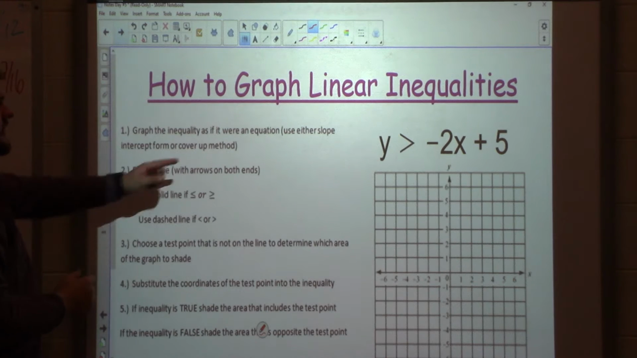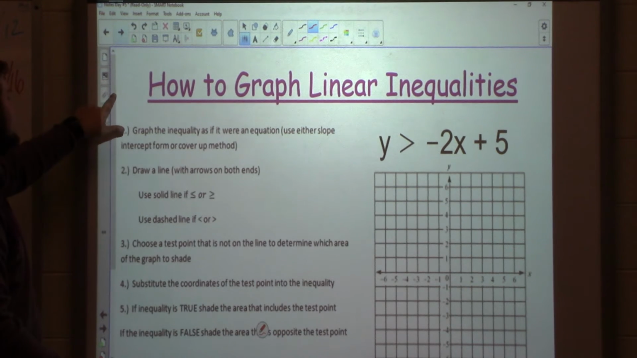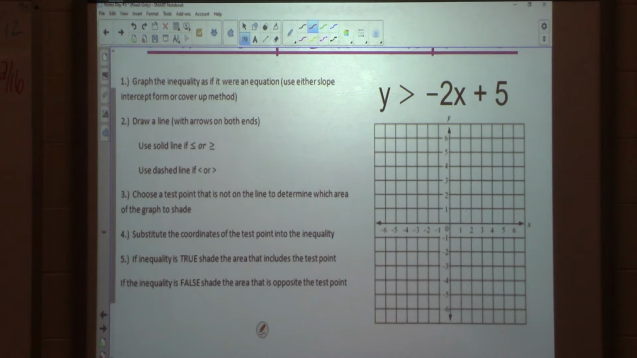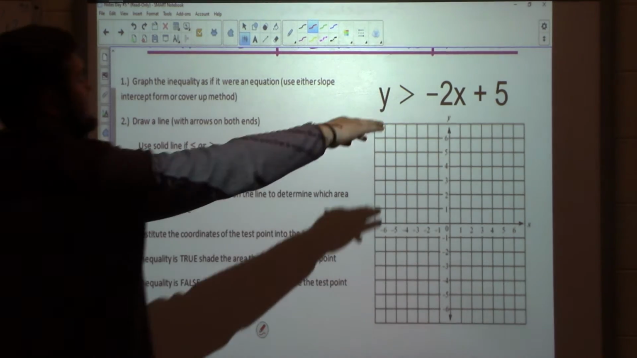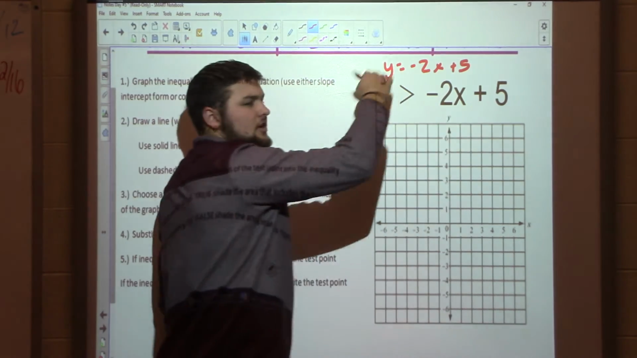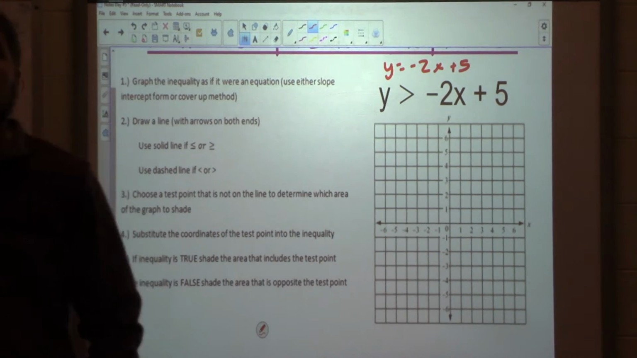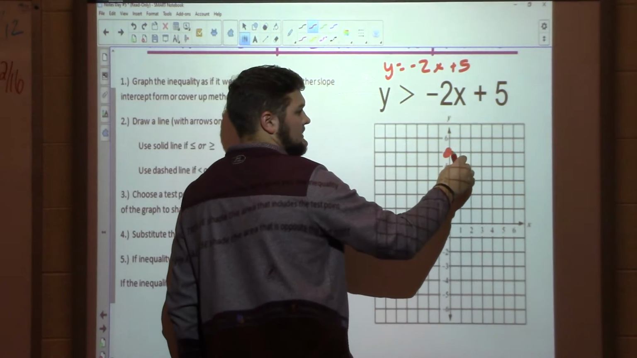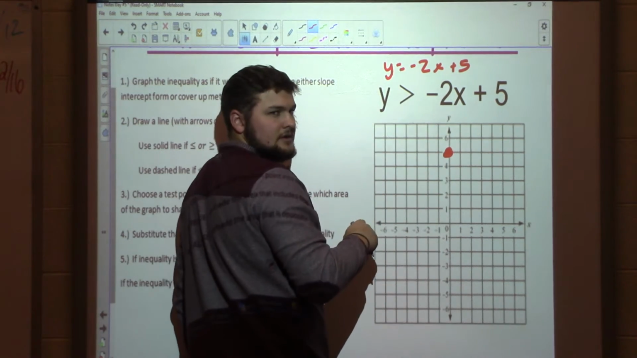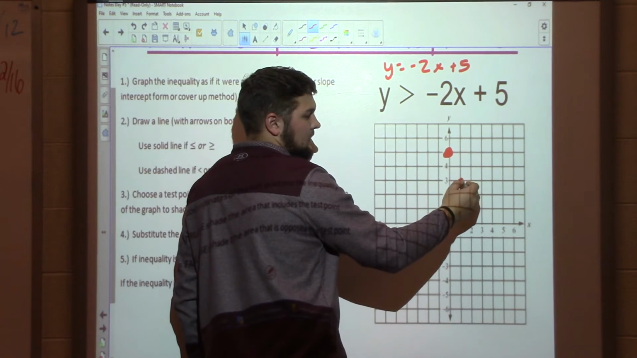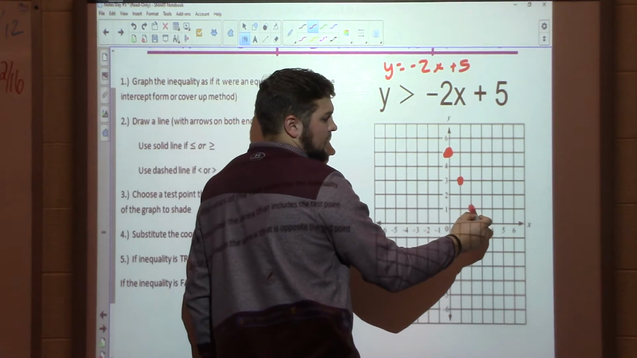So, if I have y is greater than negative 2x plus 5, step 1 is to graph the inequality as if it had an equal sign, or if it was an equation. So in this case, I'm going to think of it as y equals negative 2x plus 5. I'm going to graph it like it was that. Well, where would my y-intercept be there? 5. So I'd put a point there. What would my slope be? Negative 2 over 1. That means I go down 2, to the right 1. Down 2, to the right 1.